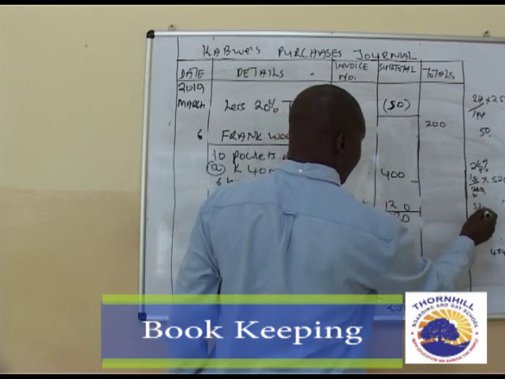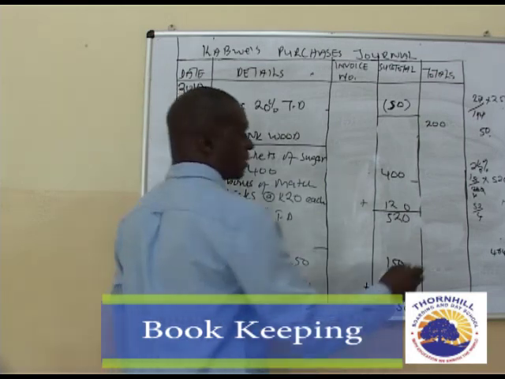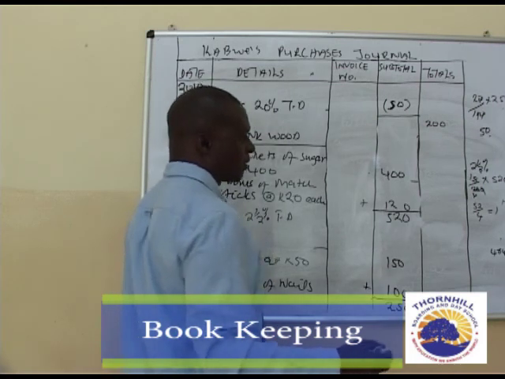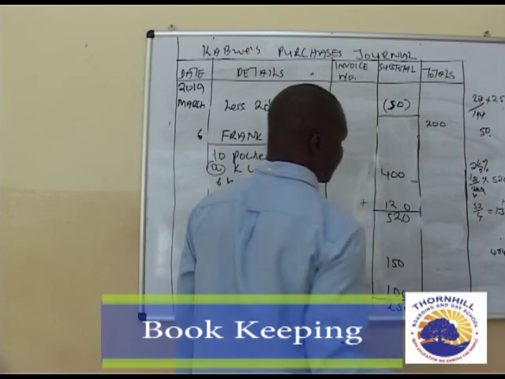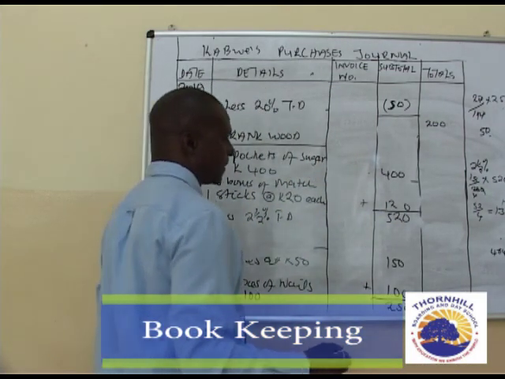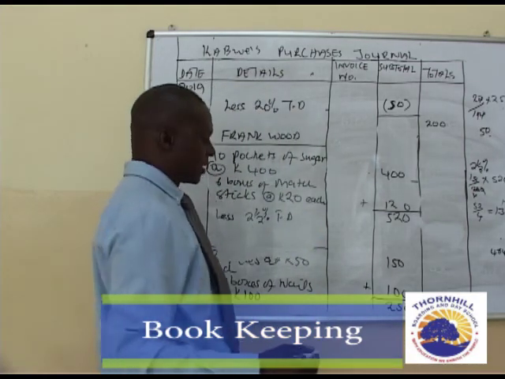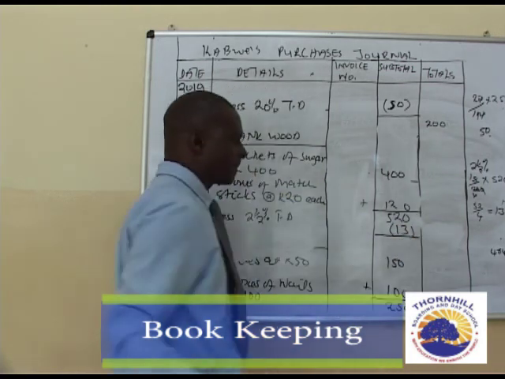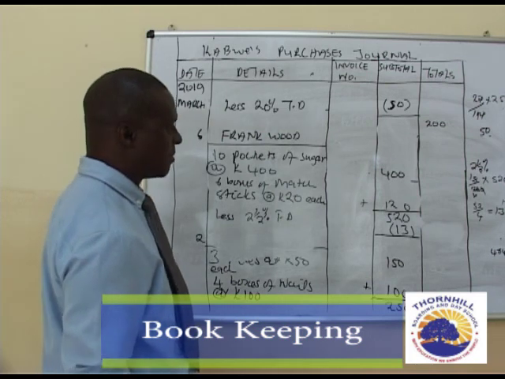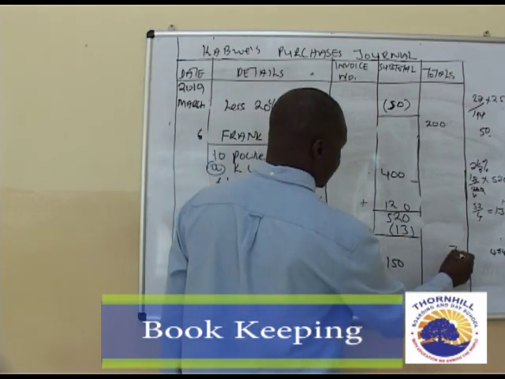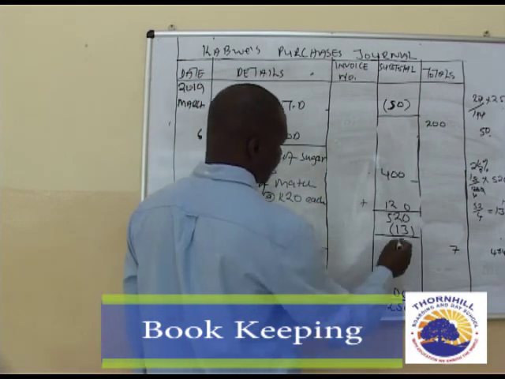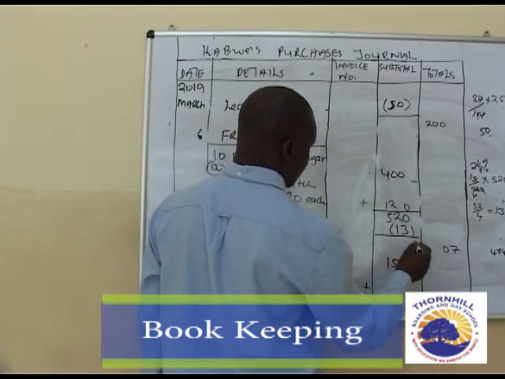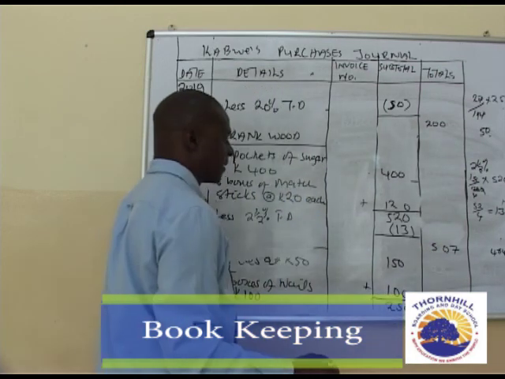So what you have is 52 divided by 4. 4 in 5 is 1, remainder 1, so 4 in 12 is 3. So that gives you 13 kwacha, so the trade discount was 13 kwacha. Remember, we are deducting or subtracting, so that the total will come to 507.